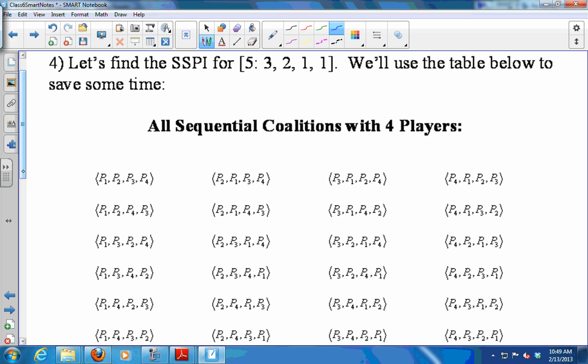Okay, so each of these sequential coalitions has one pivotal player. We have to figure out who it is. So what I do is I say, okay, my quota is 5. And you start on the left and you say player 1 has 3 votes. Player 2 has 2, 1, 1. You add from left to right, and whichever player gets you at or above the quota is pivotal. So we start with 3, we add the 2, and we've got 5. That puts us at the quota. Player 2 is the pivotal player here.